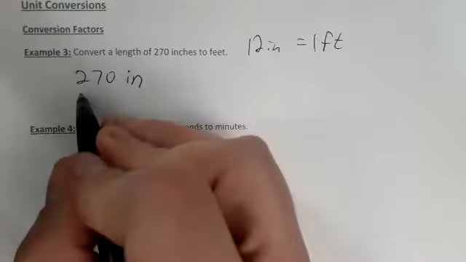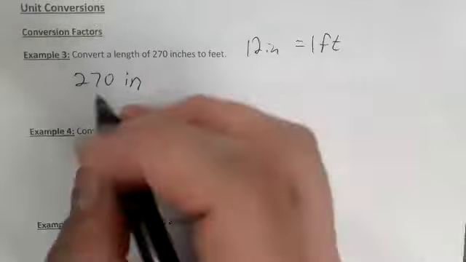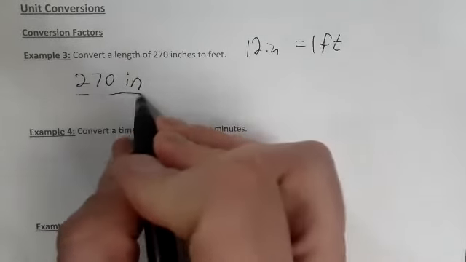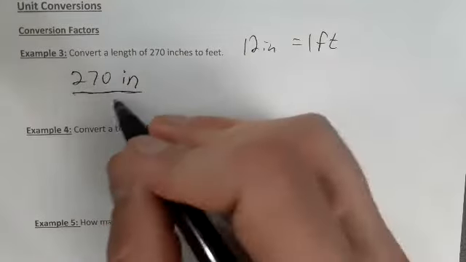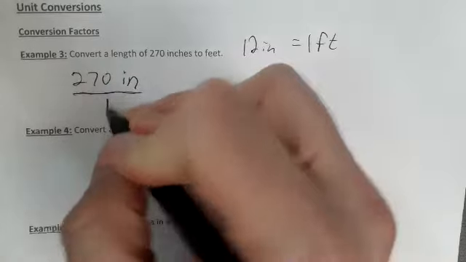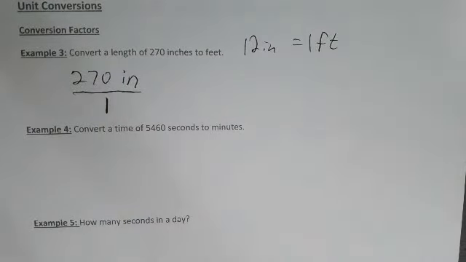And so it might seem really silly because you could probably figure this out without doing all this, but I'm trying to set you up because the world's going to get a little more complicated than transferring inches to feet. We want to be prepared for that. So 270 inches. If I want to, I can always write a whole number over 1. So it goes on top. If you don't want to write that 1, just remember the whole numbers are in the numerator, right?